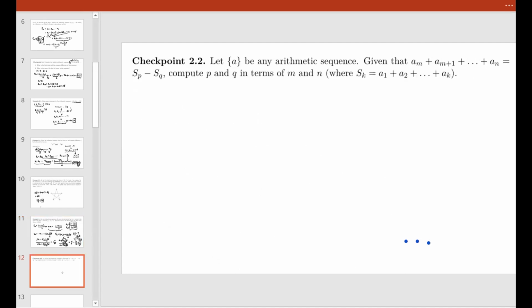So now we have this checkpoint. Let A be any arithmetic sequence. Given that a(m+1) plus all the way up to plus an is equal to Sp minus Sq, find p and q in terms of m and n. We're using the definition of Sk we have been using: Sk is the sum of the first k terms. You guys can try this yourself.